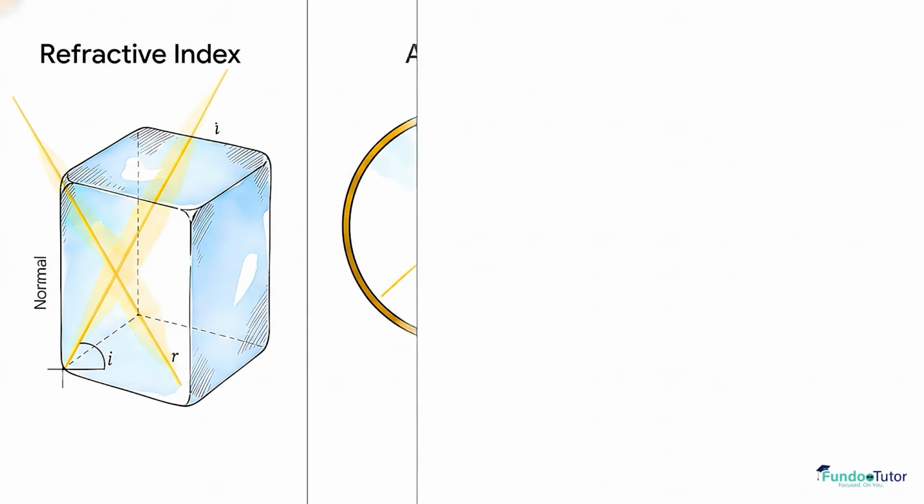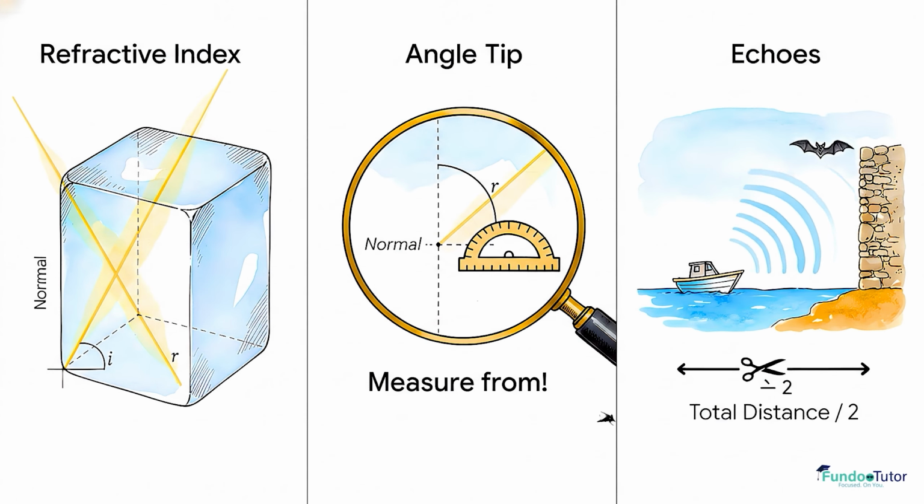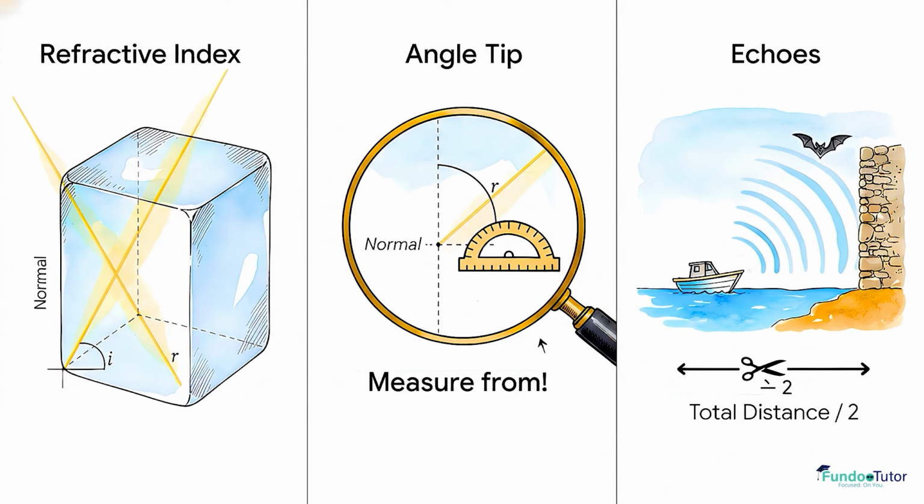Here are 3 awesome tips that are going to save you so many marks. First, for refractive index, you've got 2 formulas. Just pick the one that matches the numbers they give you in the question. Second, examiners absolutely love to trick you with angles. You must always measure from the normal, that imaginary line that's perpendicular to the surface, never from the surface itself.